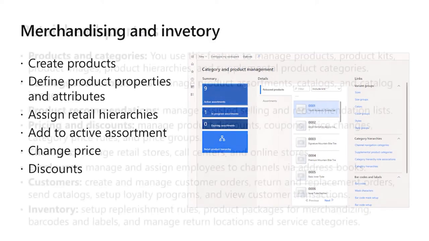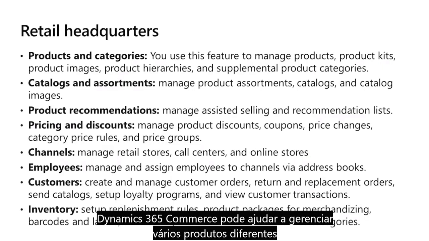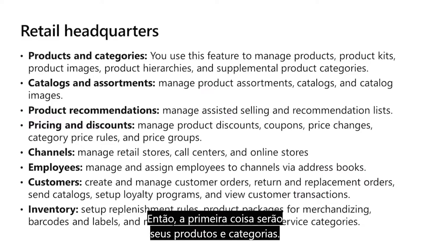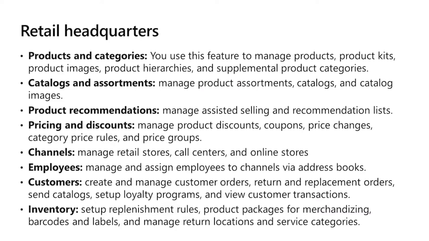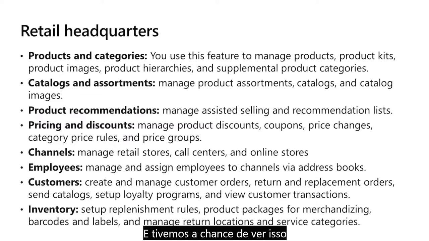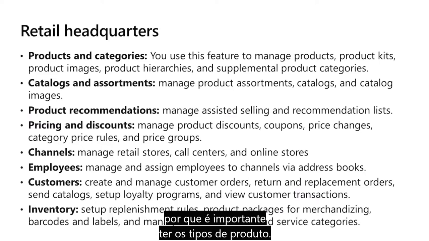And when we look at your retail headquarters, Dynamics 365 Commerce can help manage a number of different products within your retail headquarters. So the first thing is going to be your products and categories. And this is where you're managing your product kits, your product images, really anything that goes along with it. And we had a chance to look at that in our former module when we looked at supply chain management and the operations of why it's important to have the product types.